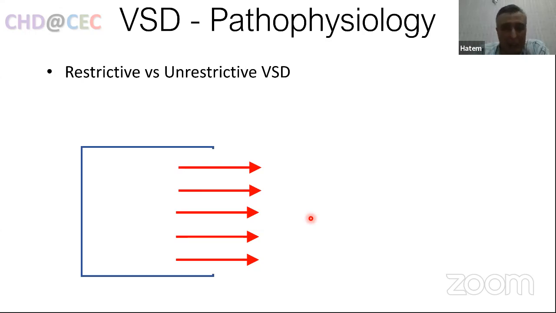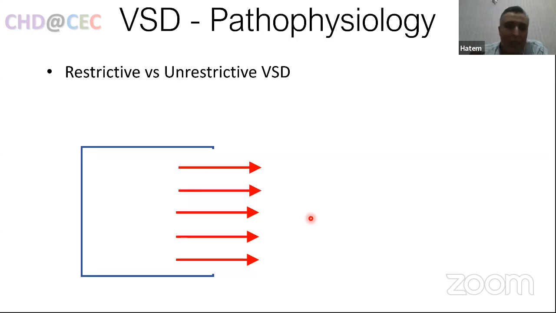In patients with unrestrictive VSD, the VSD is large enough to allow equalization of pressures between the left ventricle and right ventricle. And so during systole, the LV pressure, which is equal to the aortic pressure, will also be equal to the RV pressure, which will also be equal to the pulmonary pressure. So aortic pressure, LV pressure, RV pressure, and pulmonary pressure will nearly be equal.